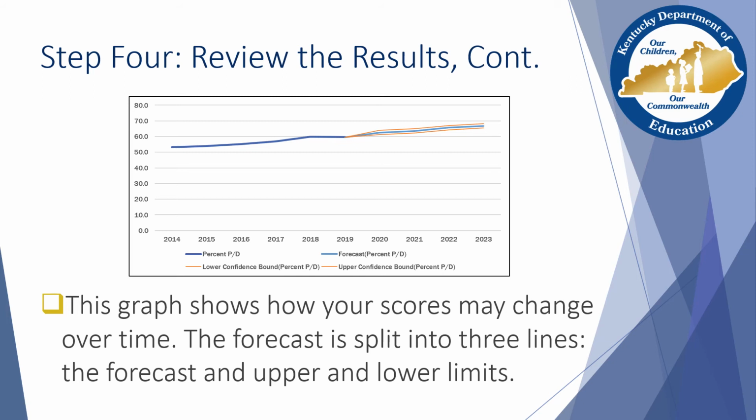Excel will also return a line graph like the one on the screen. You can see that the historical data is reported in blue, while the predictions begin with the orange lines. This is simply a visual representation of the information on the previous table.